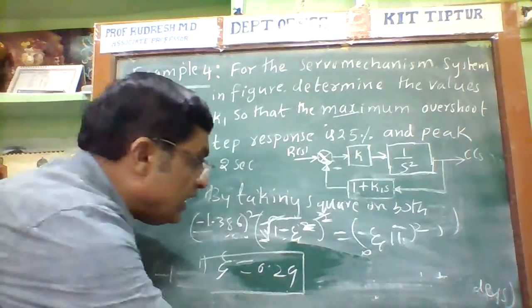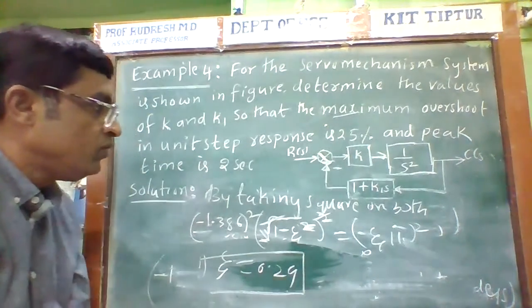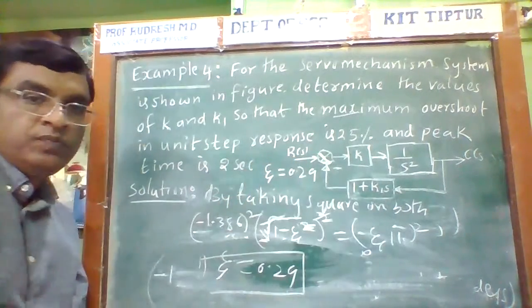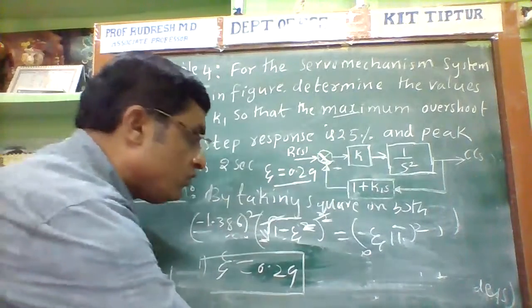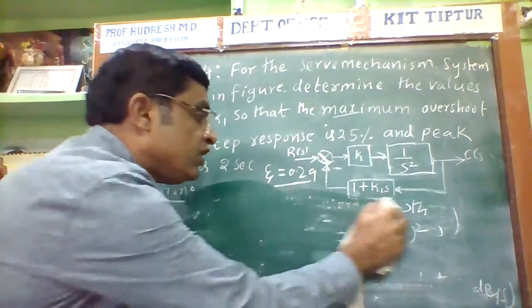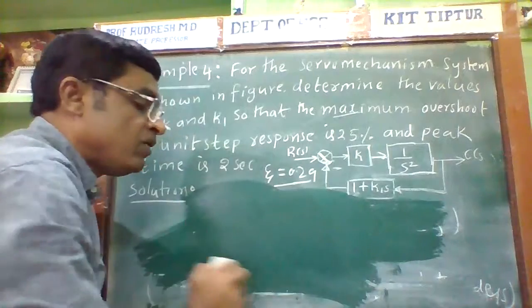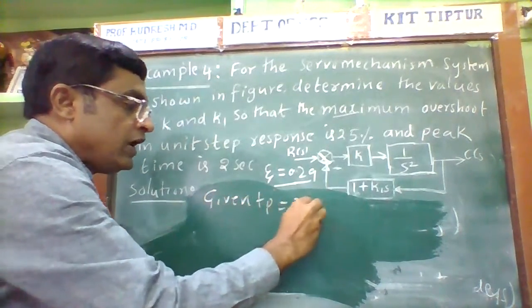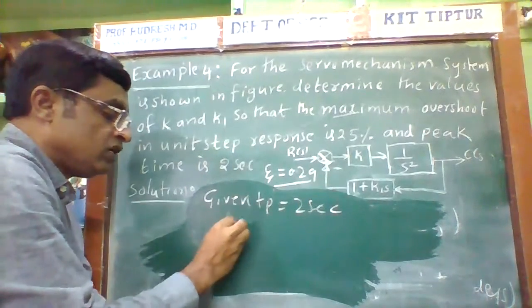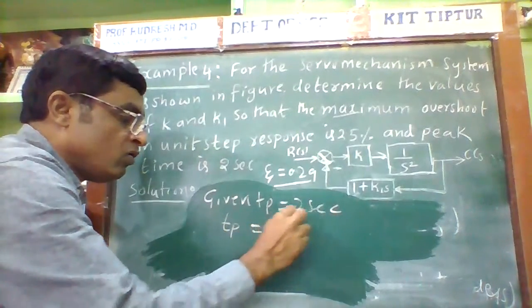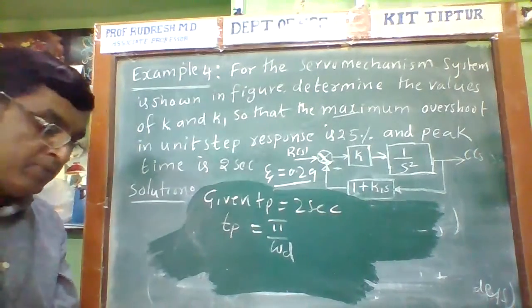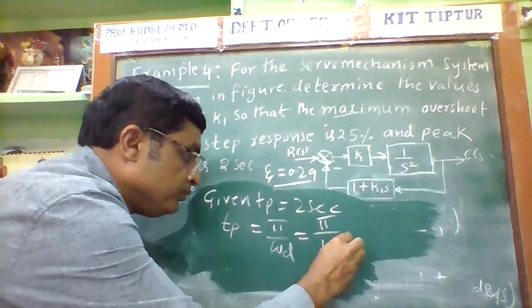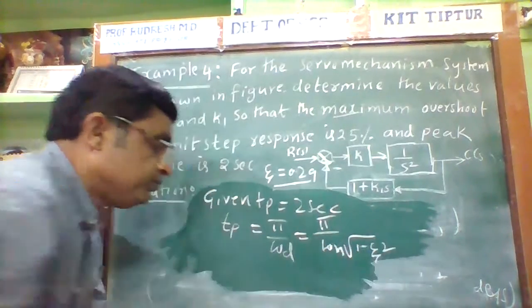Similarly, by using the TP value, once we know the zeta value, zeta is equal to 0.29. We have calculated the zeta value, and also we have derived the closed loop transfer function represented in block diagram from the given TP value. TP is equal to 2 seconds. Now what is TP? We know that TP is equal to pi by omega d. Now what is omega d? It is equal to omega n into square root of 1 minus zeta square.